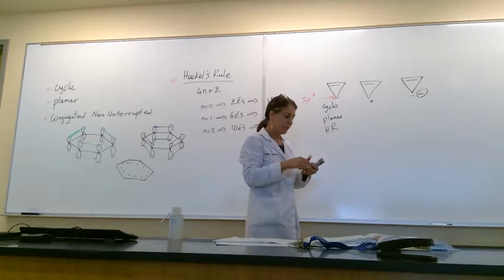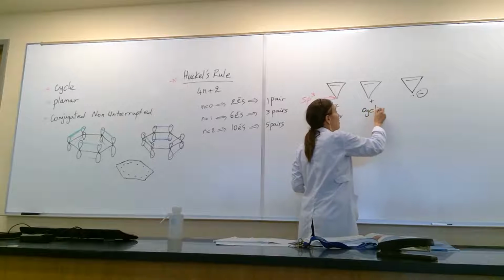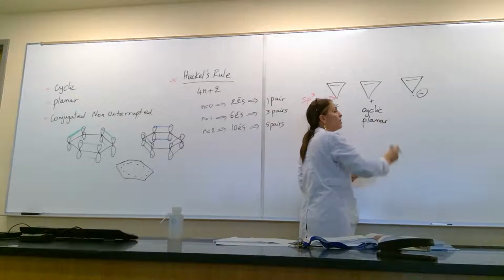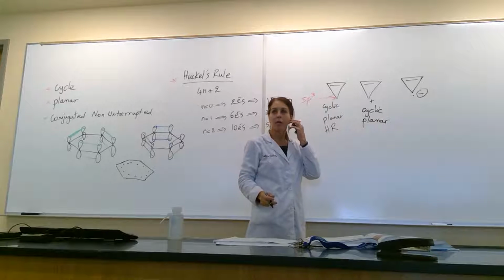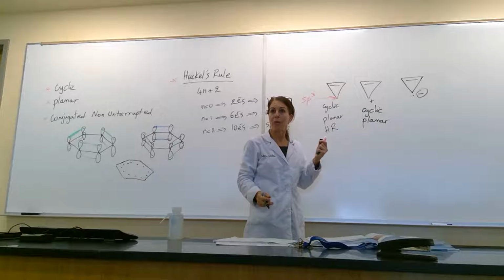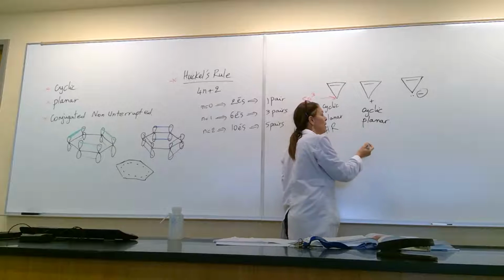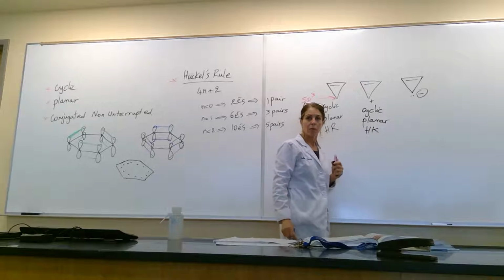Let's look at this. This is cyclic. This is planar also. How many pairs does it have? How many pairs of electrons inside the ring? Do you understand what we mean by pair? This is a pair. So, how many pairs? 1. So it applies, it follows the Huckel's rule.